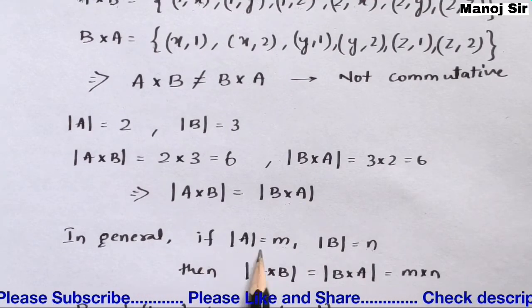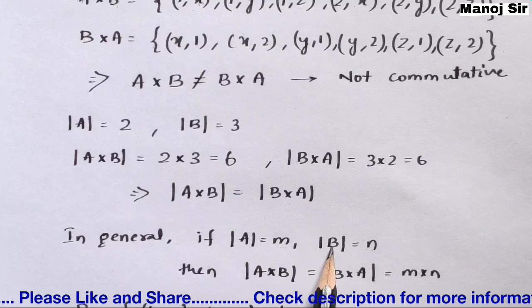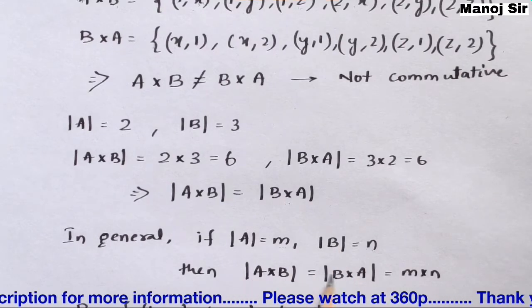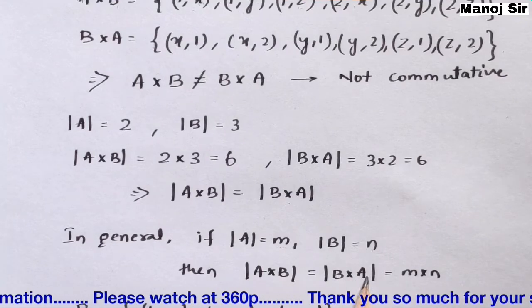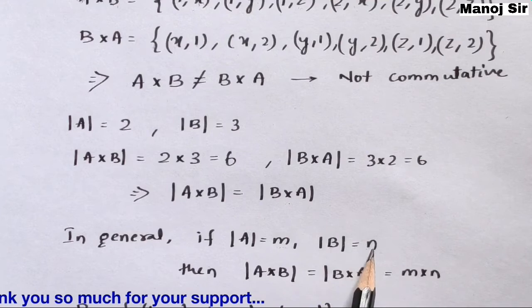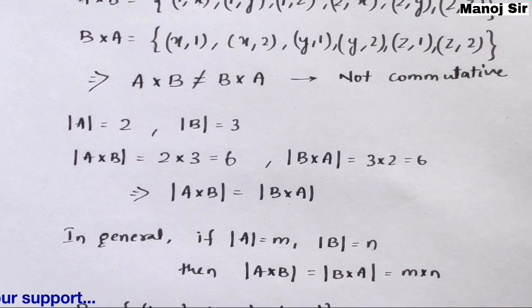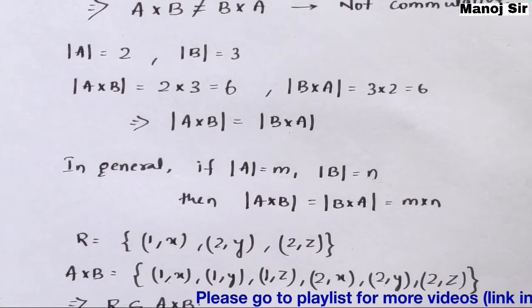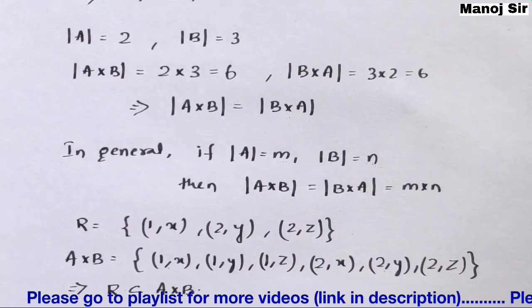If the cardinal number for set A is M and the cardinal number for set B is N, then the cardinal number for A cross B or B cross A is equal. Both are equal, and that equals M cross N or N cross M, because 2 into 1 is 2, and 1 into 2 is again 2. Now after this we will come to the main topic, that is relations.